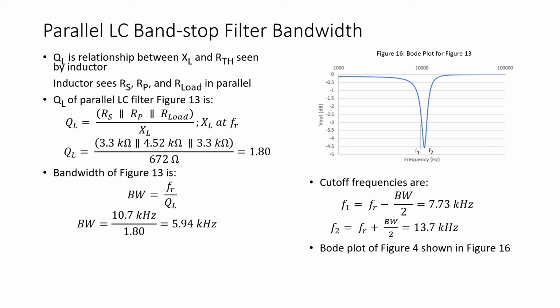Now, I do want to point out with this parallel LC band stop filter that the notch depth is only negative 4.5 decibels. So this filter circuit is not as selective, or does not attenuate the signal at the resonant frequency as well, as the series LC band stop filter.